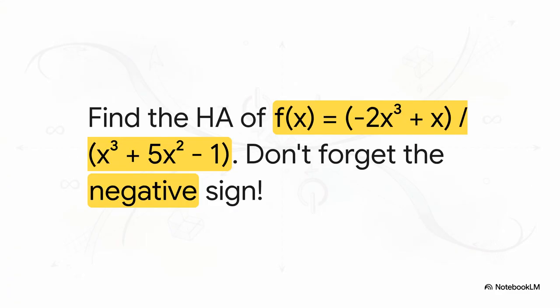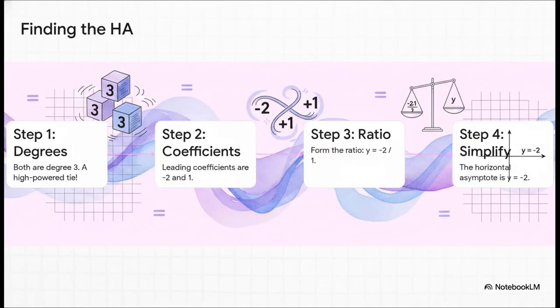Okay, one last example. This time we've got some higher powers and, yep, a negative sign, just to keep us on our toes. Don't let these bigger polynomials intimidate you. The rule is always the same. What are the degrees? Both are 3. It's a tie. What are the leading coefficients? We've got a -2 on top and a +1 on the bottom. So we form the ratio, y equals -2/1, and our final answer, the horizontal asymptote, is the line y equals -2.